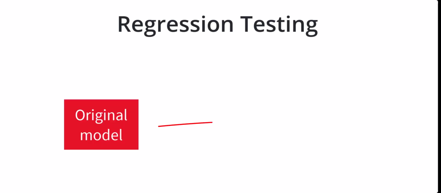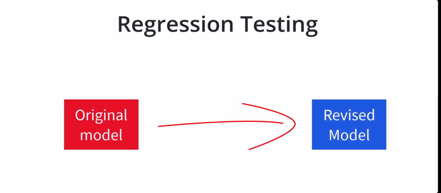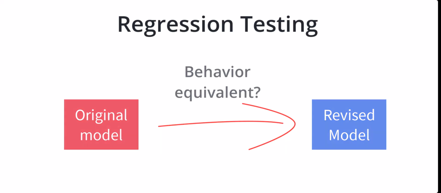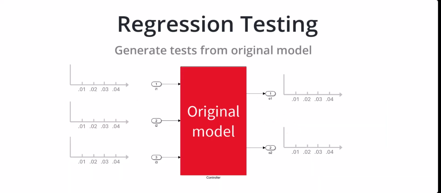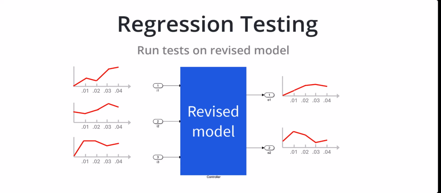With Reactis, regression testing is easy. When you make changes to a model, it's important to know if the changes modify the externally visible behavior of your model. To answer this question with Reactis, generate tests from the original version of the model. Then, run those tests on the revised version. If any output produced by the revised model differs from the value stored in the test, which came from the original model, the difference will be flagged.